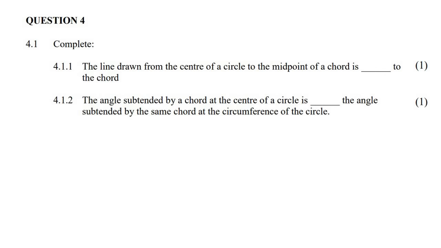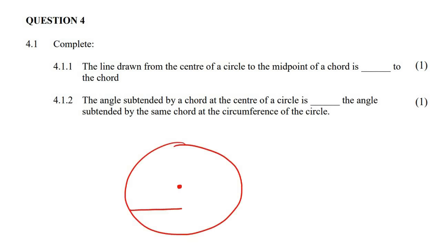This question says, complete the line drawn from the center of a circle to the midpoint of a chord. Okay, so here's a chord. We're going to connect to the midpoint. So that means this side and this side are the same. So we should know that that means the chord is automatically perpendicular. So you're going to fill in the word perpendicular over there.